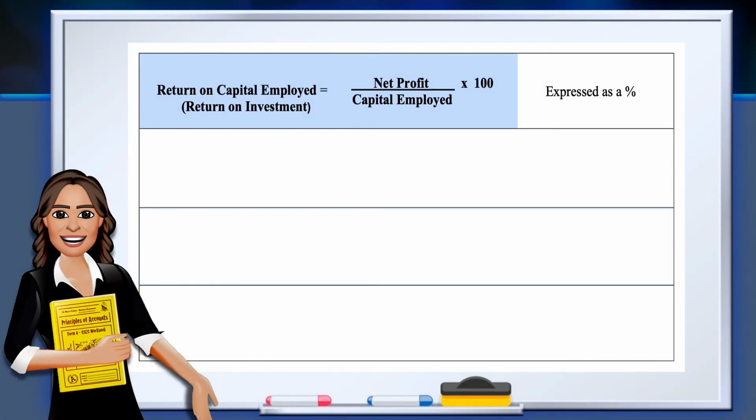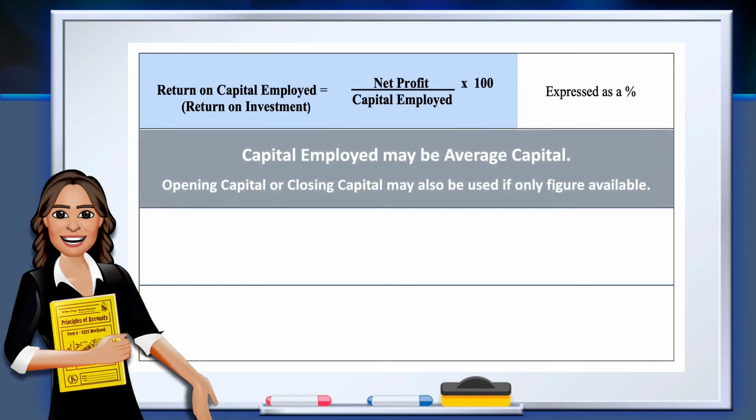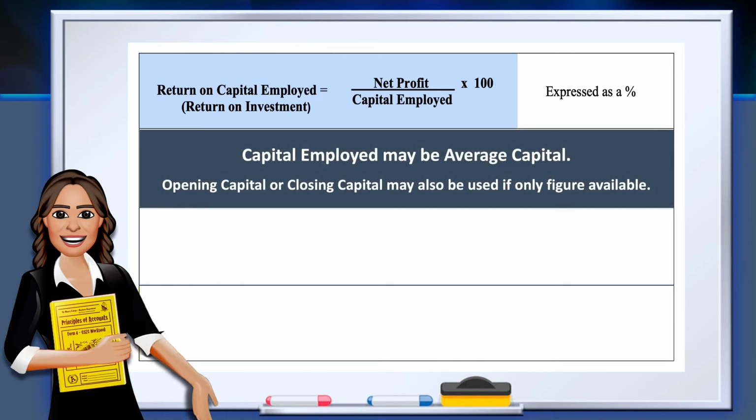So your return on capital employed, also known as return on investment, is net profit over capital employed multiplied by 100, expressed as a percentage. Capital employed for a sole trader is usually average capital. So we use average capital as our capital employed. If you do not have more than one capital figure, you may use whatever figure they give you in your balance sheet. So if you have only opening capital or only closing capital, you may use that as your capital employed for your sole trader.